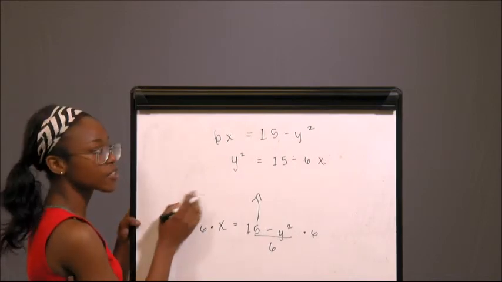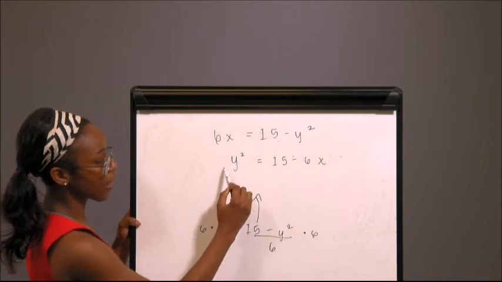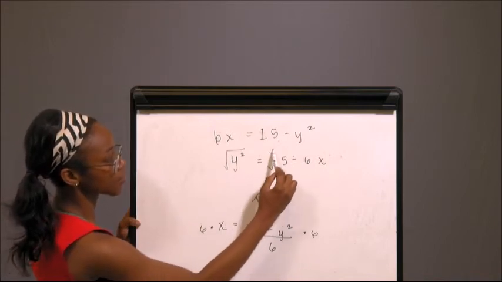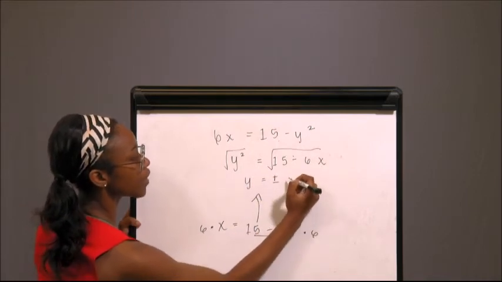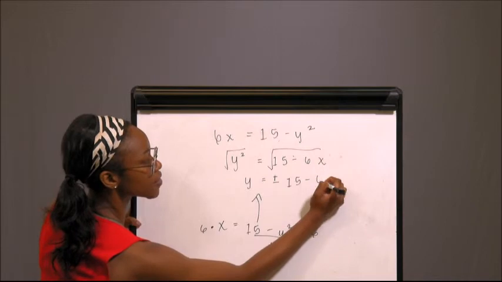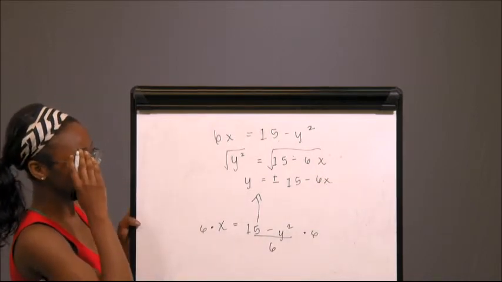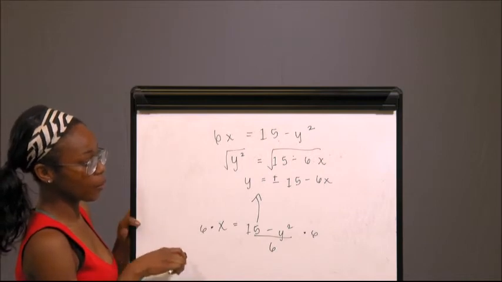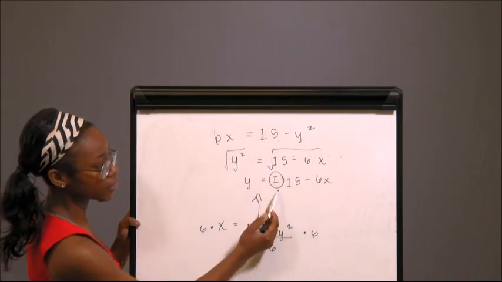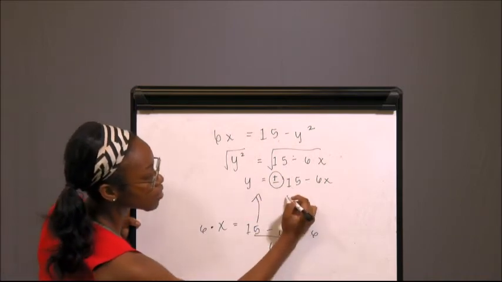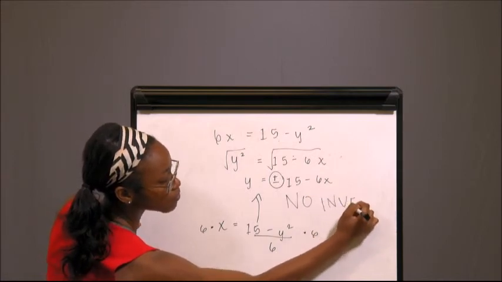So now I haven't solved for y yet, I'm still at y squared. In order to solve for y, I have to take the square root of both sides. So y equals plus or minus the square root of 15 minus 6x. But if you remember at the beginning of the video, we stressed to you how important it is that there's only one x value for every y. But this indicates that there are actually 2. Therefore, this function has no inverse.